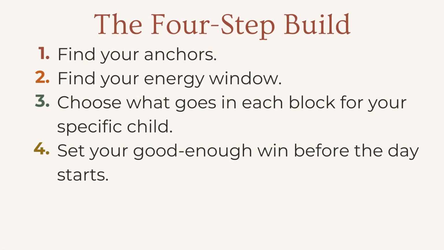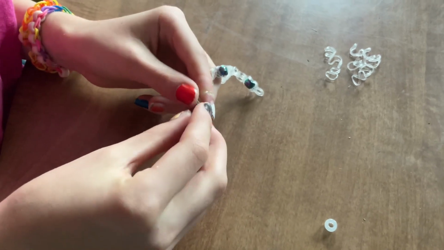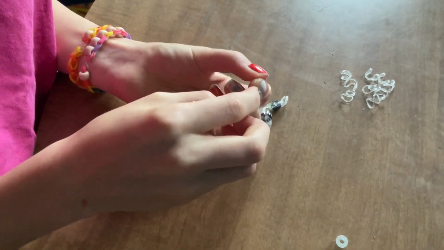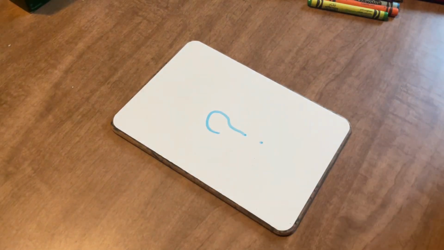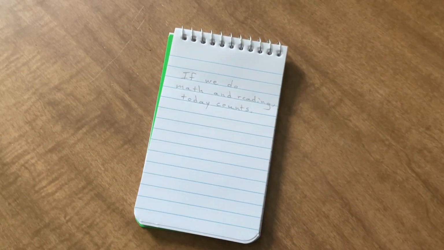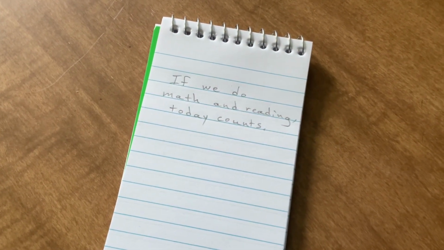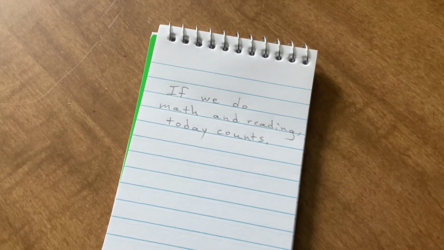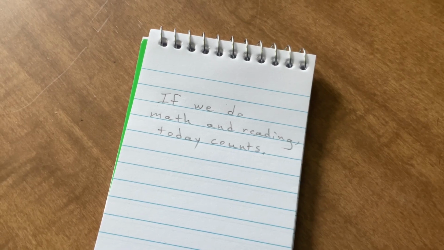Steps 1 and 2, anchors and energy window, are the same for most families. Step 3 is where it gets personal. Step 3 is choosing what specifically goes inside each block for your child, your curriculum, and your current season of life. And step 4 is setting your good enough win, the one thing that, if you do it, means today counts as a success, even if everything else goes sideways.